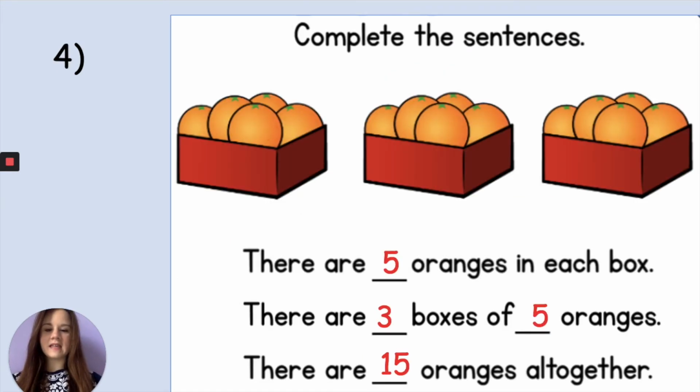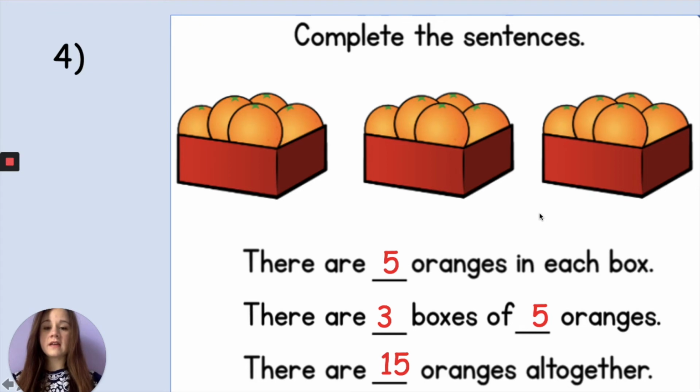Complete the sentences. There are 5 oranges in each box. Let's check. 1, 2, 3, 4, 5. 1, 2, 3, 4, 5. 1, 2, 3, 4, 5. There are 3 boxes. 1, 2, 3 of 5 oranges. There are 15 oranges altogether.